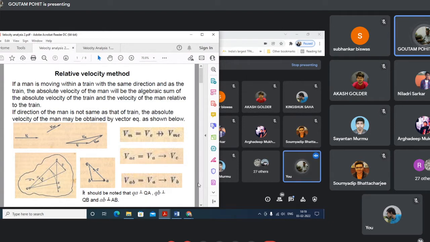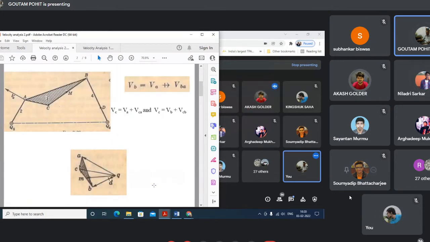And what will be its magnitude? Its magnitude will be this one, so that it can form this velocity triangle. Any confusion in this regard? Any confusion? Because slowly I'm going into the tougher subjects. No, sir. Okay.